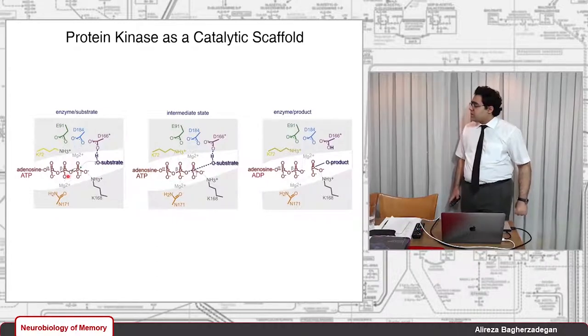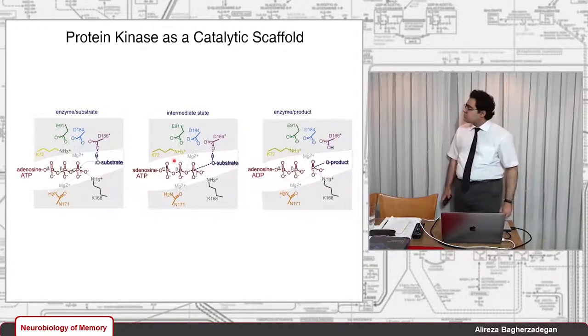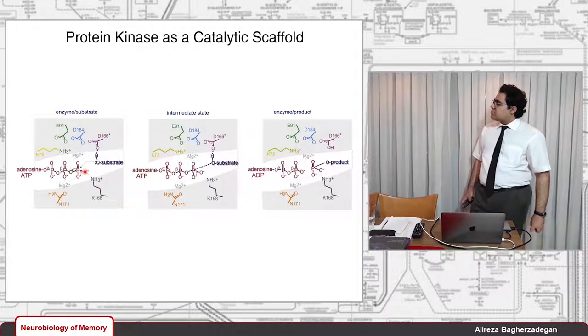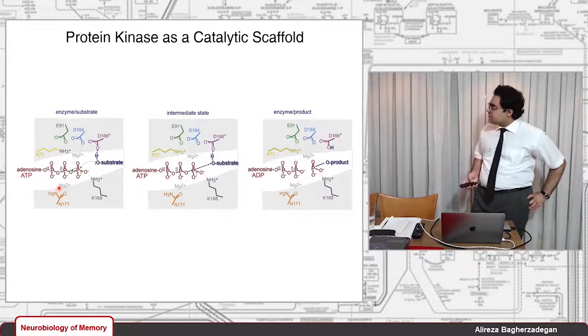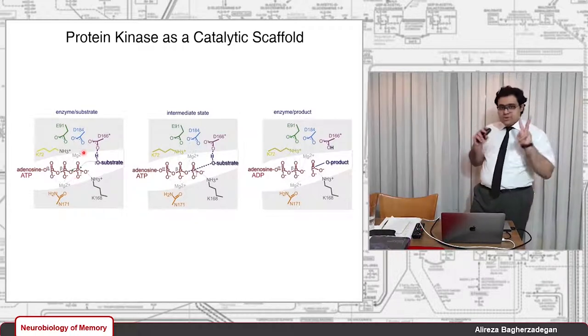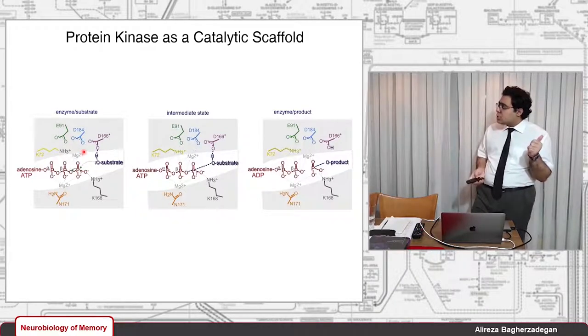So this shows a process of phosphorylation. And we have an enzyme and substrate. We have a substrate here. Sorry, this is the very first, and this is the second magnesium ion. So we have two magnesium ions. I told you that the kinase should coordinate two magnesium ions. And look at these two magnesium ions. They're making this gamma phosphate of ATP more electrophilic.